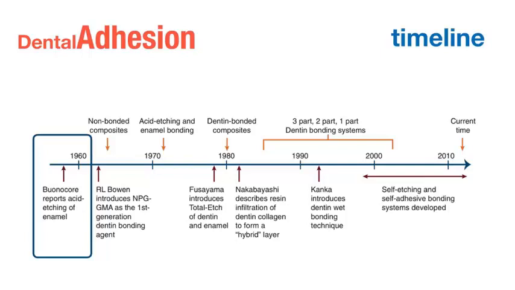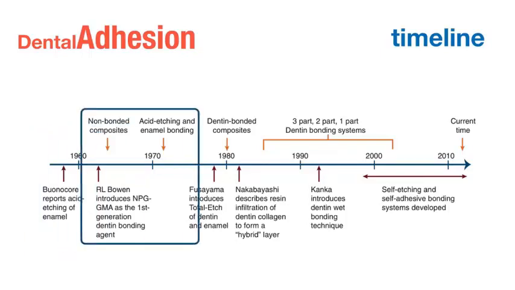Buonocore reported acid etching of the enamel, starting with some non-bonded composites, and then acid etching revealed that removal of the smear layer is important in order to achieve excellent bonding strength.